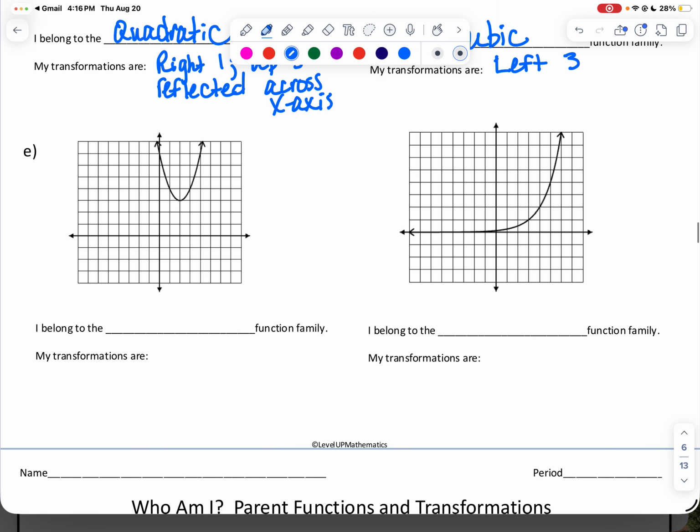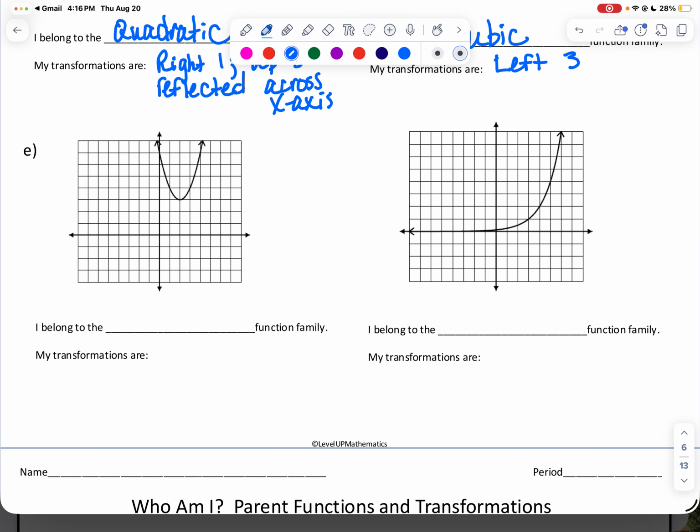All right. Try problem E on your own. Pause the video, and when you're ready to check your answer, press play. All right, welcome back. Let's see how you did. This function belongs to the quadratic function family, and the parent function of the quadratic has a vertex at 0, 0. So this is moved to the right 2 and up 3.